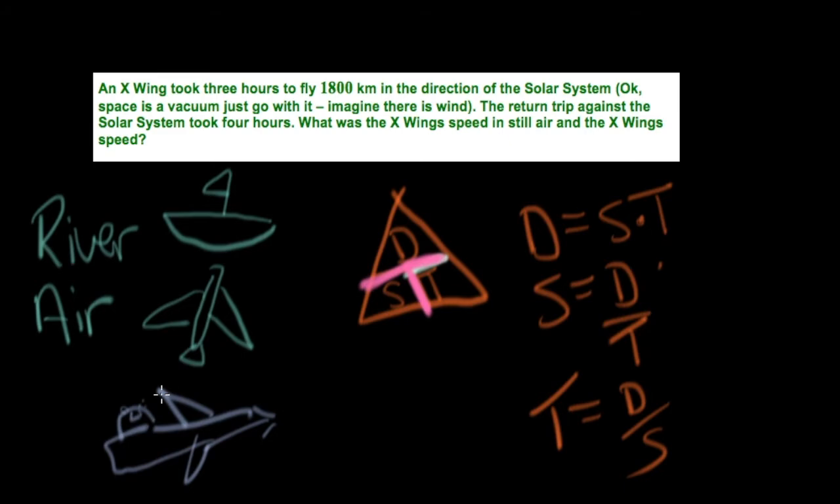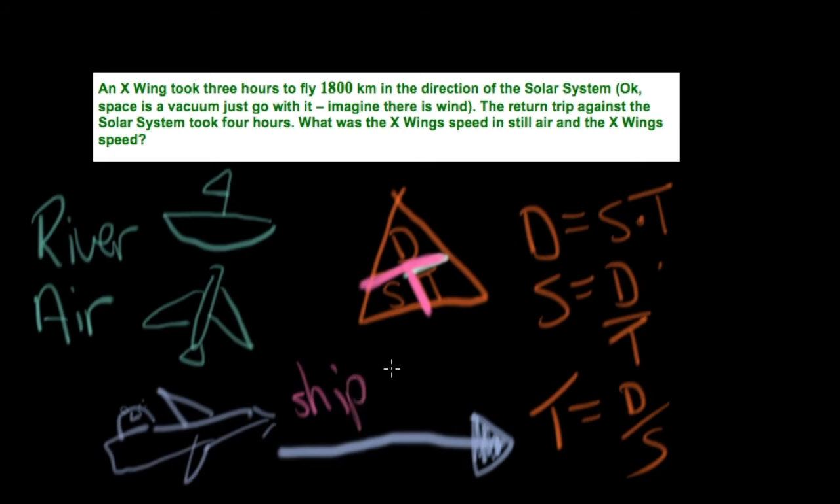But anyways, when it's going this way, there are two things that are happening. It's flying, so you have the ship speed, and you either are going with, plus, or against the wind.